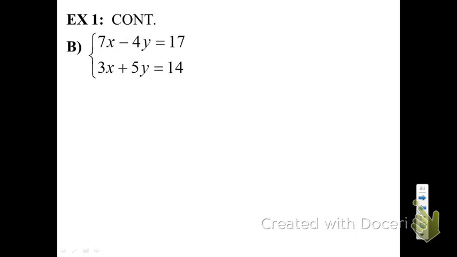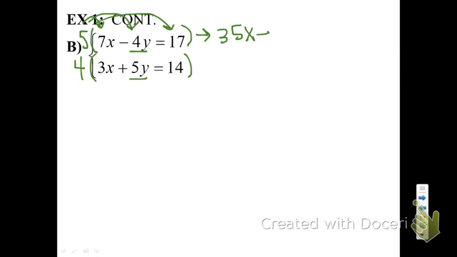So because I want the y's to be the same, I'm going to take this entire top equation and multiply by 5. I'm choosing 5 because I know that I can get these y's to be the same if I then multiply this one by a 4. So when I distribute that 5, one thing to remember is you have to take this 5 to all 3 terms. So we get 5 times 7 is 35x, minus 5 times 4 is 20y, and 5 times 17 is 85.